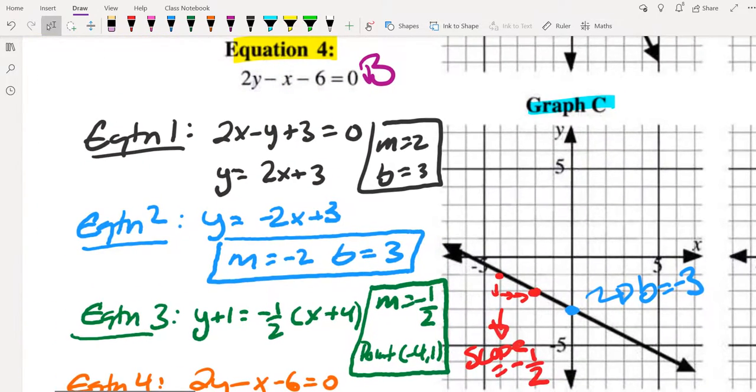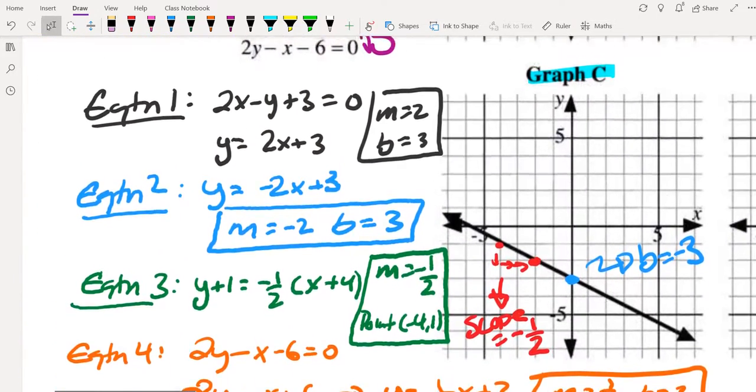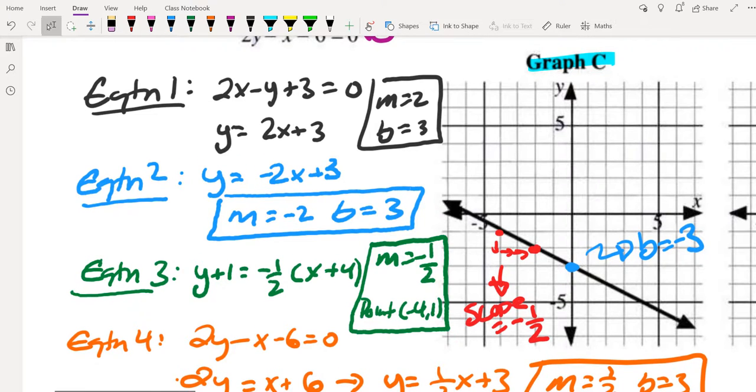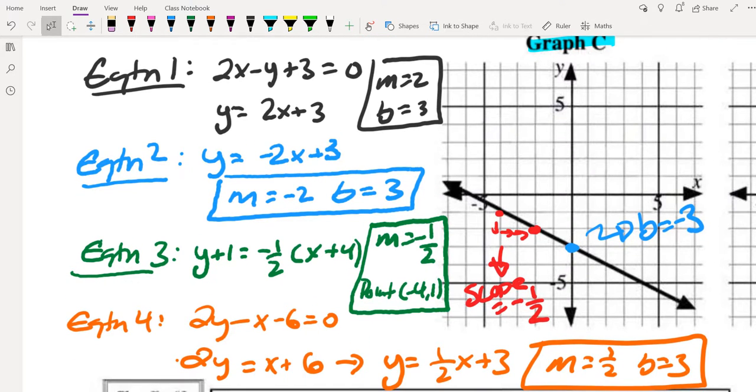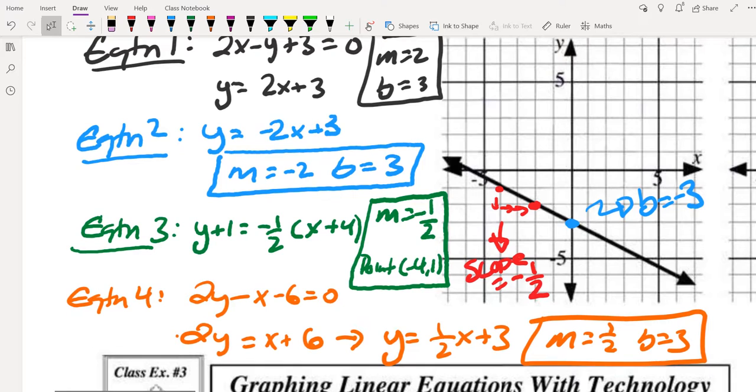For the equations, we need to find the same characteristics so we can match them up, right? With equation 1, our slope is 2, our y-intercept is 3. Equation 2 is a little bit easier, already written in slope-intercept form. Our slope is -2 and our y-intercept is 3.